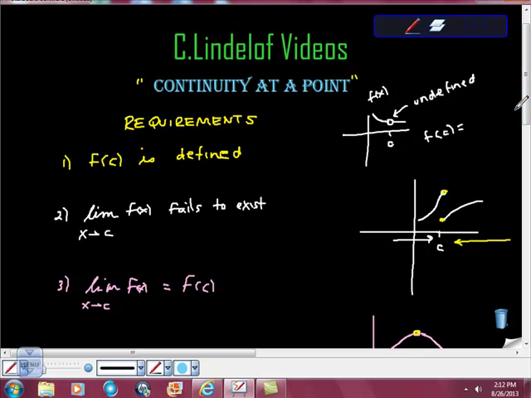We're also going to try to remember that continuity doesn't mean goes on forever. It means that in the space we're looking at, there are no breaks in the function. There are no breaks.